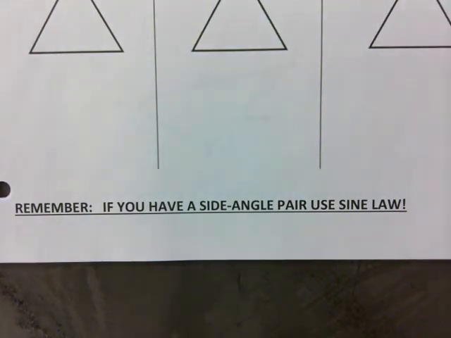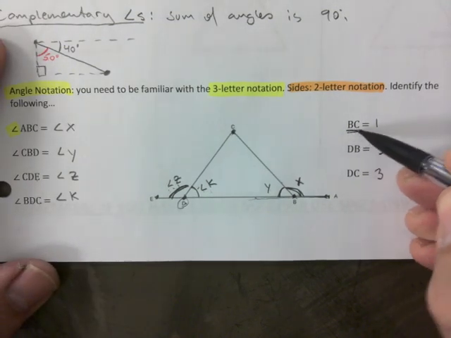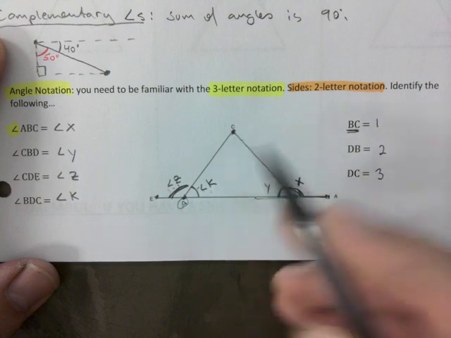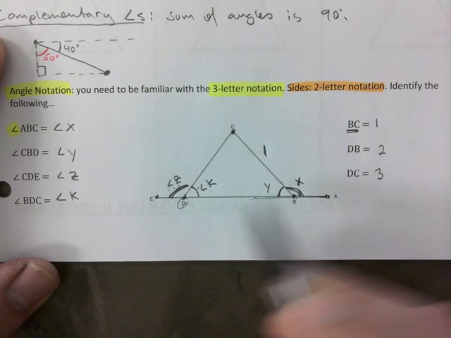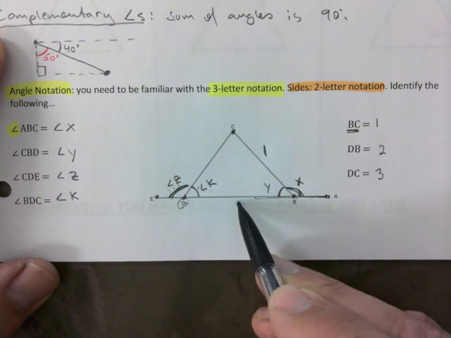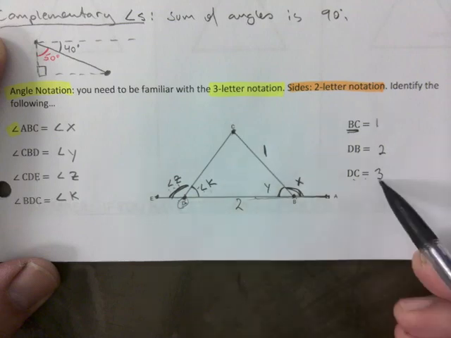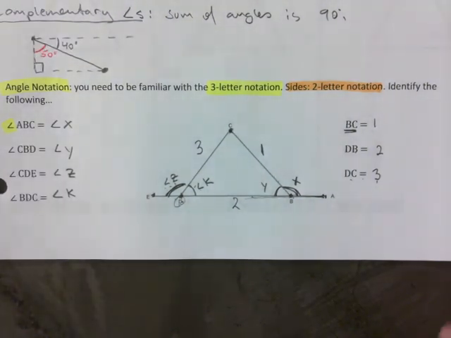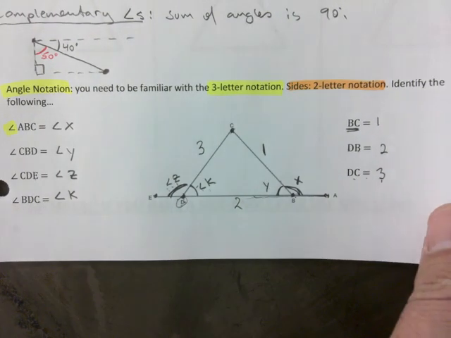I'm moving on. Oh, 1, 2, 3. BC. That's B to C. This stretch right there. So this is 1. DB is this part right here. That's 2. DC is this part right here. So this is side 3. Okay, so we've done side lengths and angles. Side lengths are a bit easier to do. All right, let's keep going.